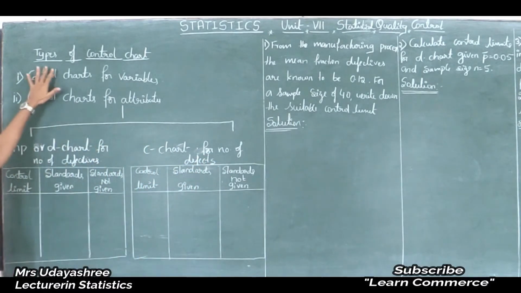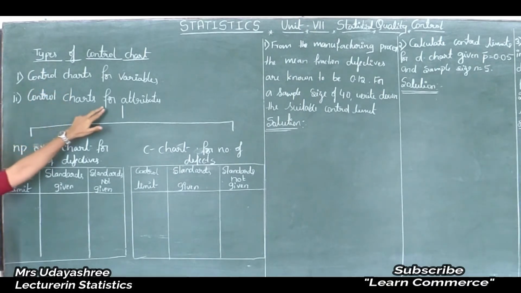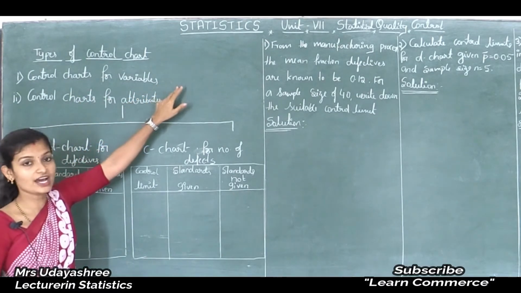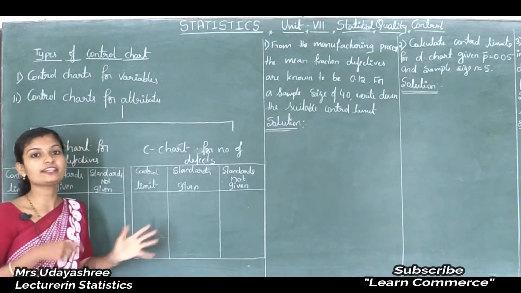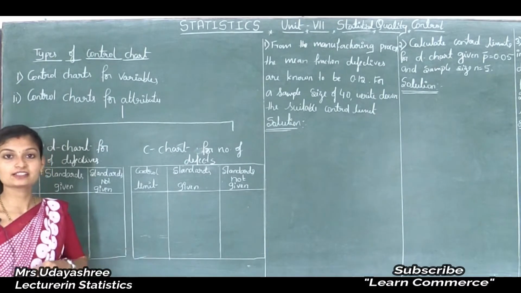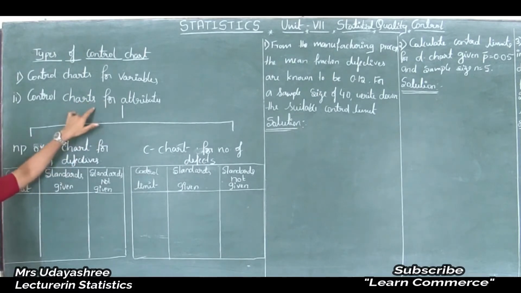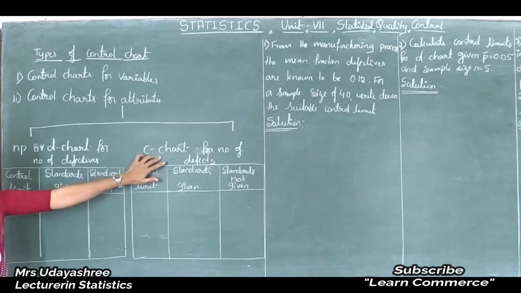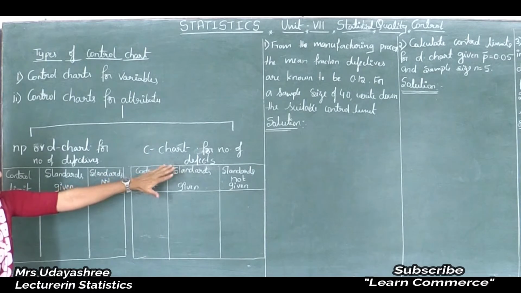In types of control charts there are two types. One is control charts for variable, another one is control charts for attributes. In control charts for variable there are two types. One is X bar chart, another one is R chart. X bar chart is used for control of average quality level and R chart is used for control of variation. Okay, that we already discussed in the previous class. Today we are going to discuss control charts for attributes. In control charts for attributes there are two types. One is NP or D chart, another one is C chart. Here NP or D chart is used for number of defectives and C chart is used for number of defects.